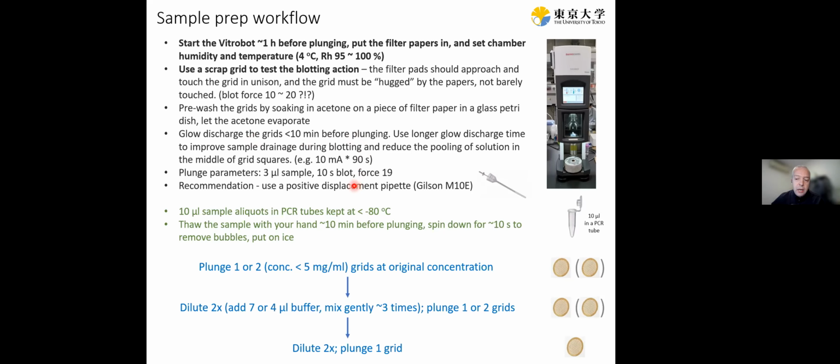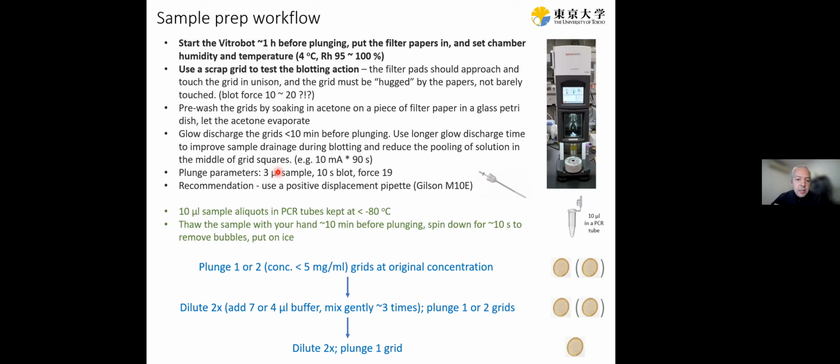Don't go too high though, because with the gold grids, and also with the carbon ones, if you go too strong with the glow discharge, you start to damage the film. This is visible as the edges of the holes become rugged, so kind of jagged. And this means the gold film is starting to be etched or recrystallized during the glow discharge.